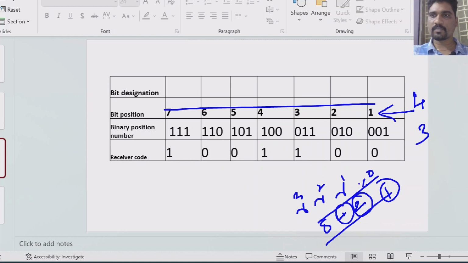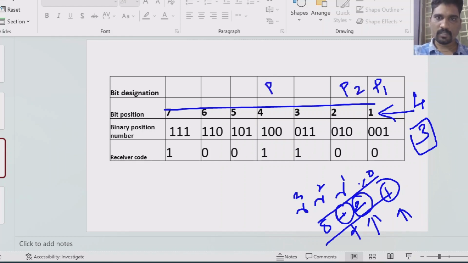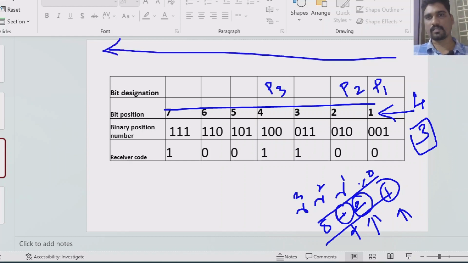How many parity bits do we have? As per the question, 3 parity bits. What is the first location? Number 1, so here we write P1. The second location, here we write P2. The next location is the 4th location, where we write P3. Following this, the remaining empty cells are not parity bits, so they are message bits only. We mention them as M1, M2, M3, M4, that's it.